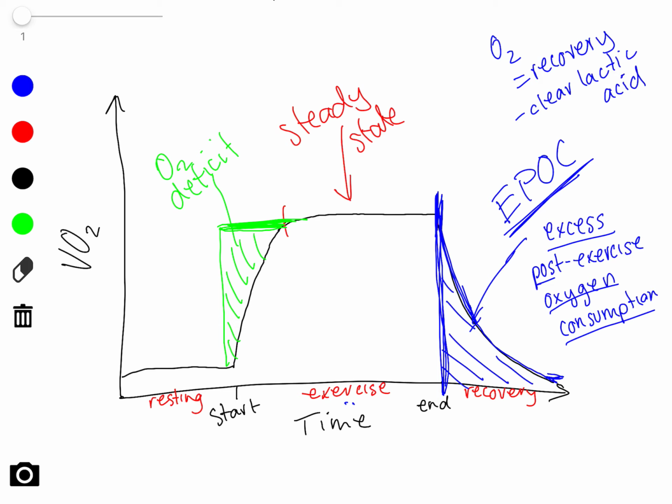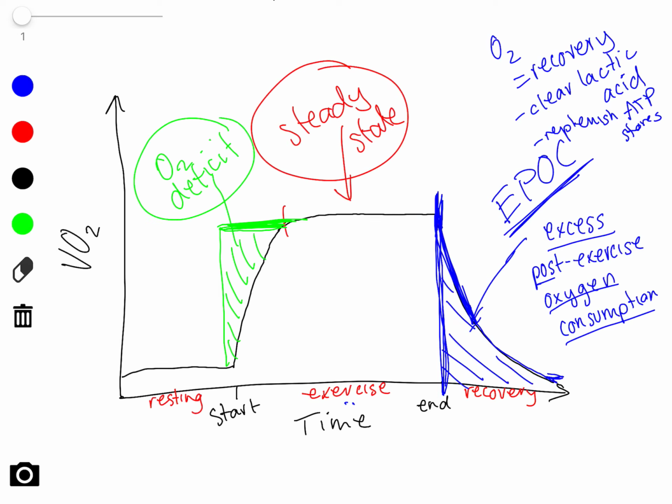So we use that oxygen that is coming in extra on top of what we need to help clear the lactic acid, to help us recover, but also to help start replenishing ATP stores in our muscles, so that the next time we need to do some exercise, we have energy ready to go in our muscles. So key terms there, we already knew steady state. The new ones to add to your glossary are oxygen deficit and, of course, EPOC.